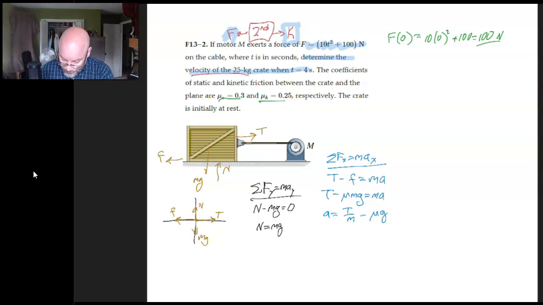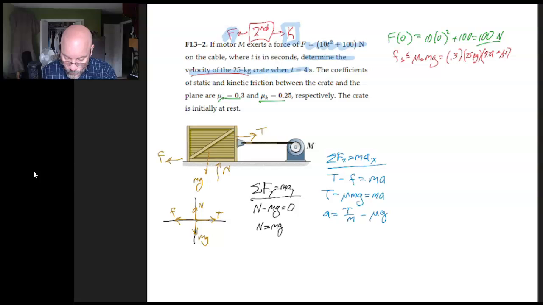All right, so our friction for static is going to be mu s, and remember this is actually less than or equal to mu s mg. Okay, so that's 0.3, and it's a 25 kilogram crate, and we got 9.81 meters per second squared.